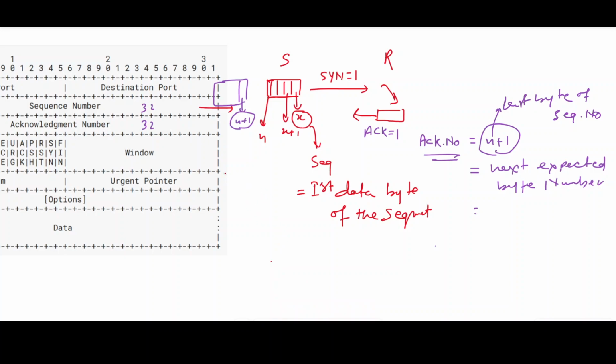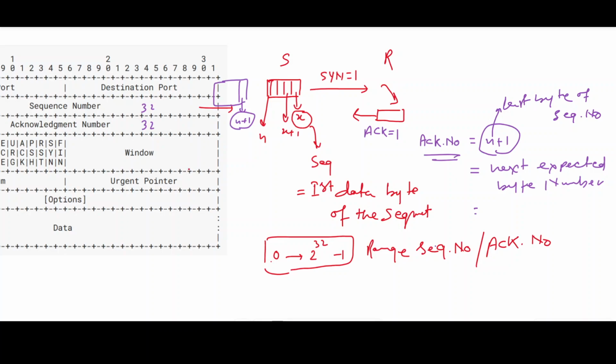Clear? So sequence number, that means this is the range. We will create a choice, because 0 to 2 power 32 minus 1, that means it is a range. It is the range of sequence number as well as ACK number, that means acknowledgement number.